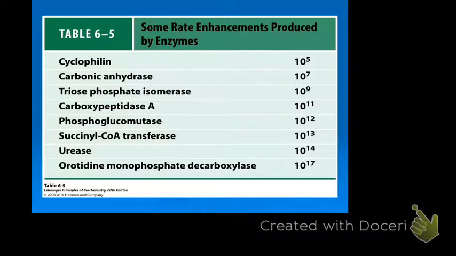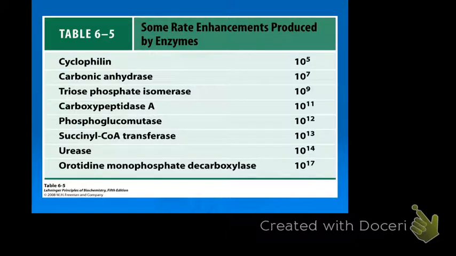TPI, which is one that we will talk about a lot next semester, is triose phosphate isomerase. So what kind of reaction do you think that one will do? It changes between different isomers, stereoisomers, of sugars that have 3 carbons and 1 phosphate. And what it does is it moves the phosphate from carbon 1 to carbon 2 and vice versa.